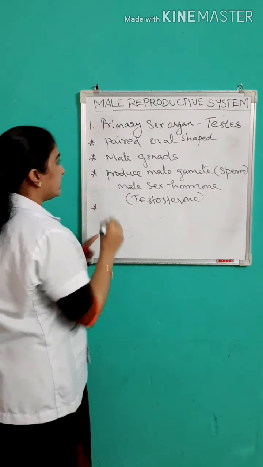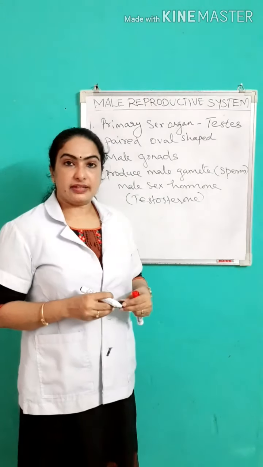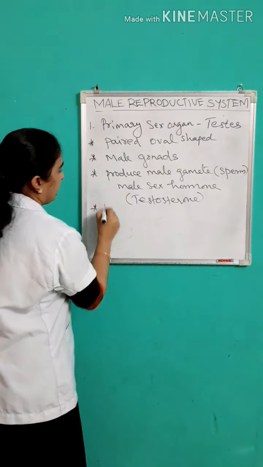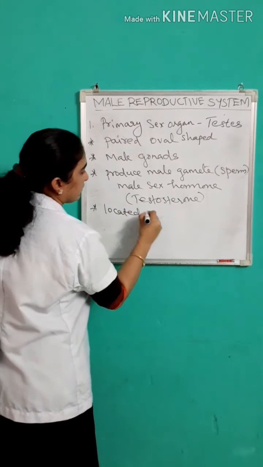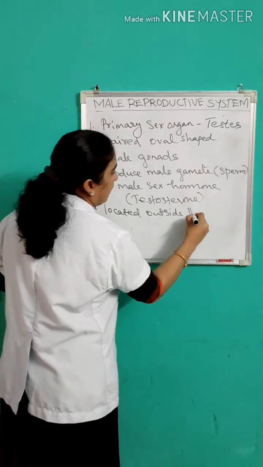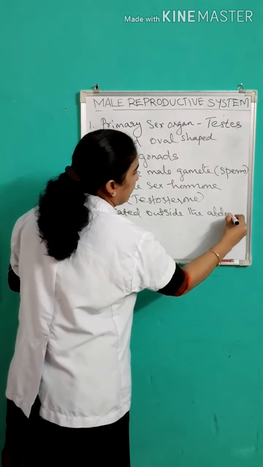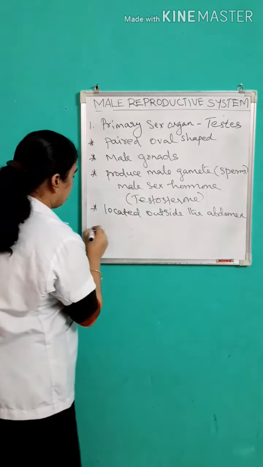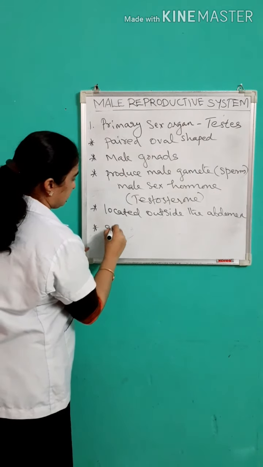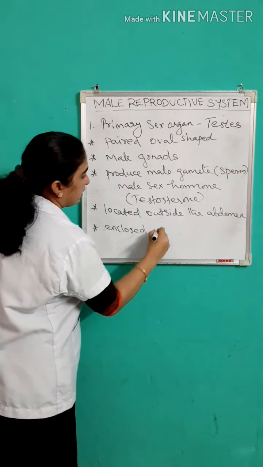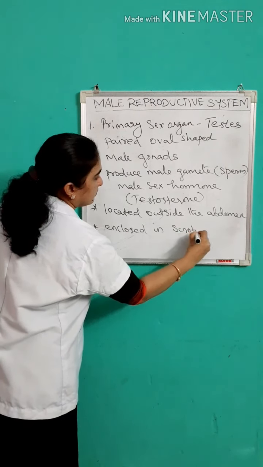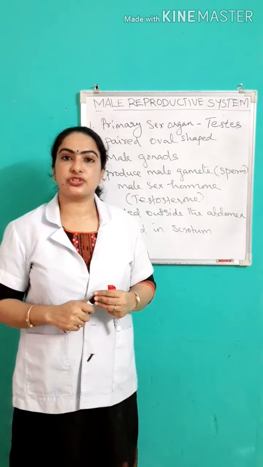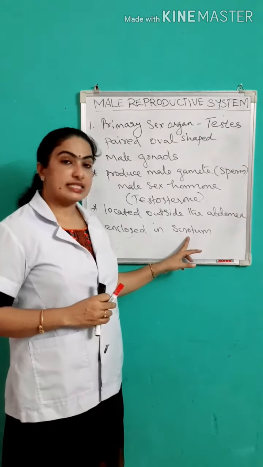And the next point is, this testis, a paired structure, is located outside the abdomen, outside the abdominal cavity, and it is enclosed inside the scrotum. The testis is enclosed inside the scrotum. The scrotum we can see in detail.